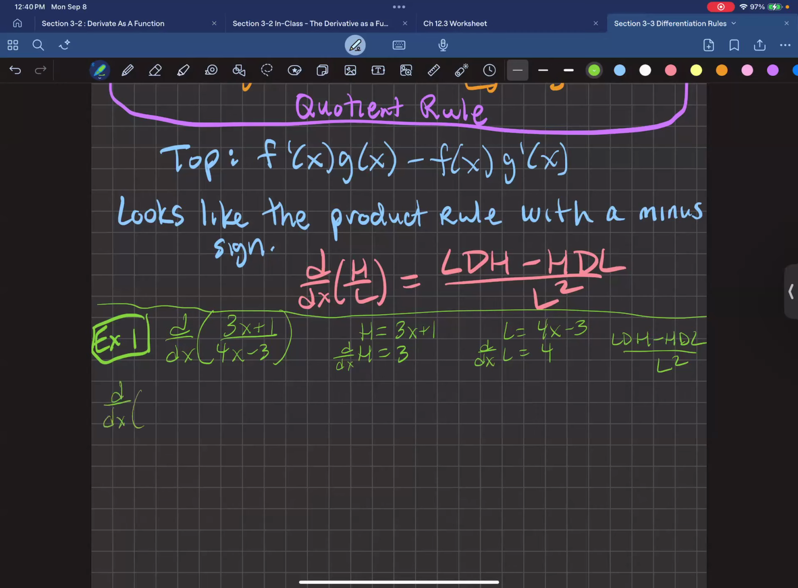d/dx of 3x plus 1 over 4x minus 3 equals low, which is 4x minus 3, times the derivative of high, which is 3. And I'm going to say minus high, which was 3x plus 1, times the derivative of low, which is 4, all over low squared.